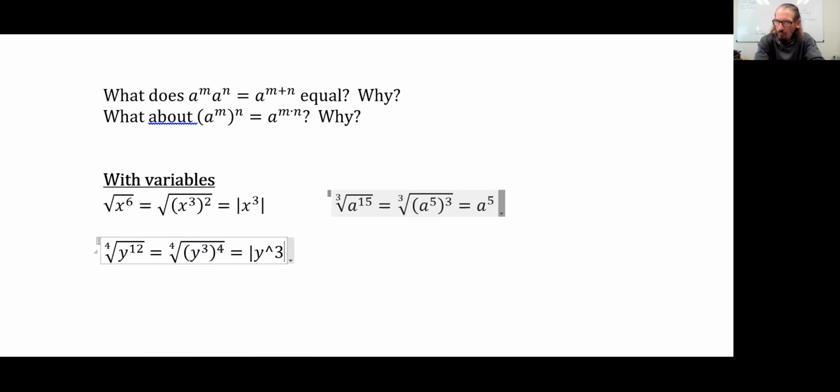So absolute value of y cubed, and get that symbol to show up nicely. Absolute value of y cubed. There we go.